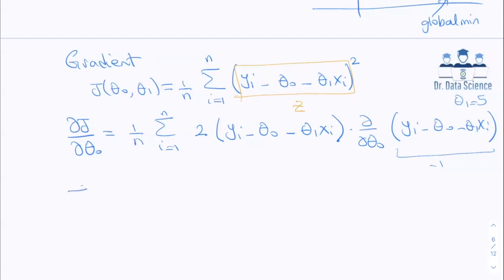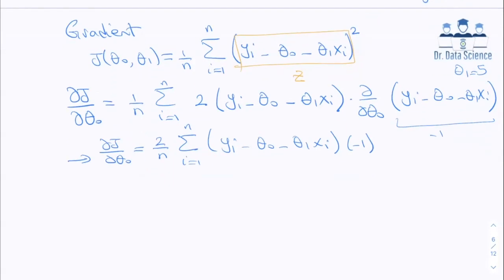So all this means that the partial derivative with respect to theta 0 is 2 over n summation 1 to n of yi minus theta 0 minus theta 1 xi times negative 1. Now you can use the same strategy to find the partial derivative with respect to theta 1. So let me erase that theta 1 because that's just what we assumed to find the partial derivative for theta 0. So now we repeat the same process for theta 1.